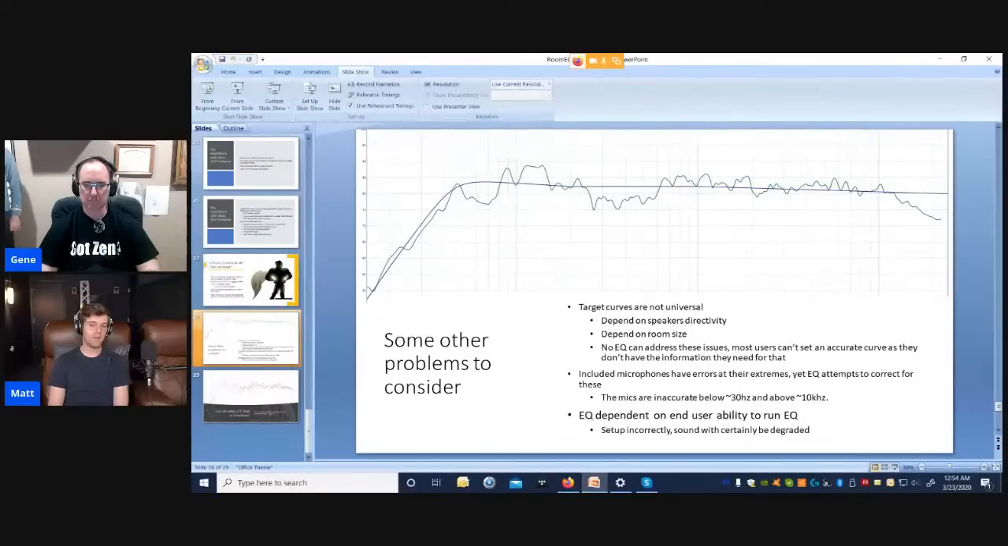Above 10 kilohertz, Dirac was attempting to correct for inaccuracies in the microphone. The first inaccuracy was a general one that every microphone pointed at the ceiling would have, which was that even with the correction, it still was more rolled off than it really should have been above that 10 kilohertz point.